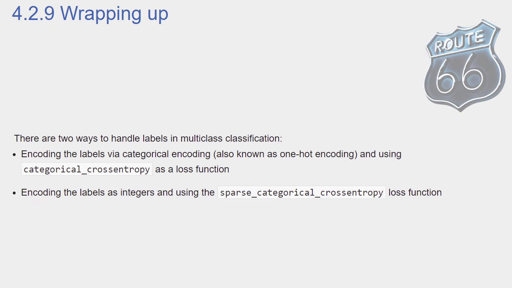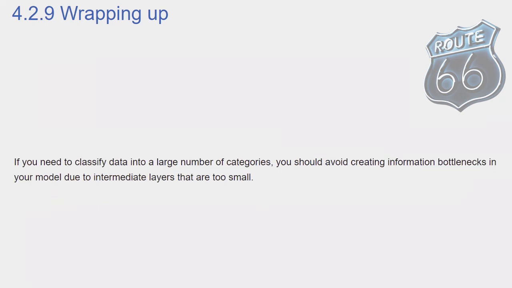There are two ways to handle labels in multi-class classification. Encoding the labels via categorical encoding, also known as one-hot encoding, and using categorical_crossentropy as a loss function. Encoding labels as integers and using the sparse_categorical_crossentropy loss function. If you need to classify data into a large number of categories, you should avoid creating information bottlenecks in your model due to intermediate layers that are too small.